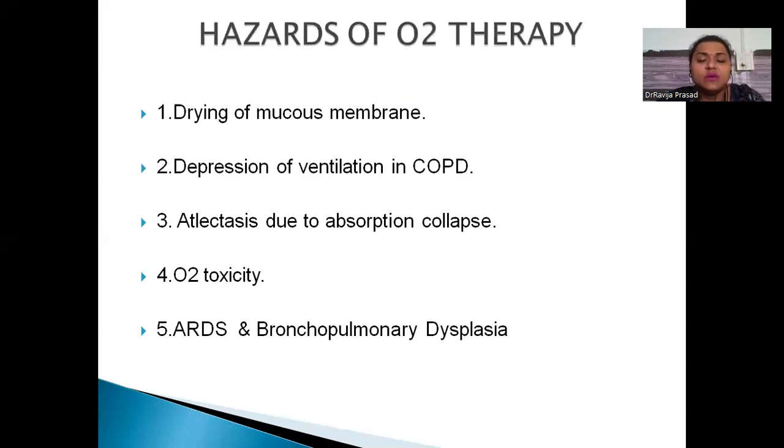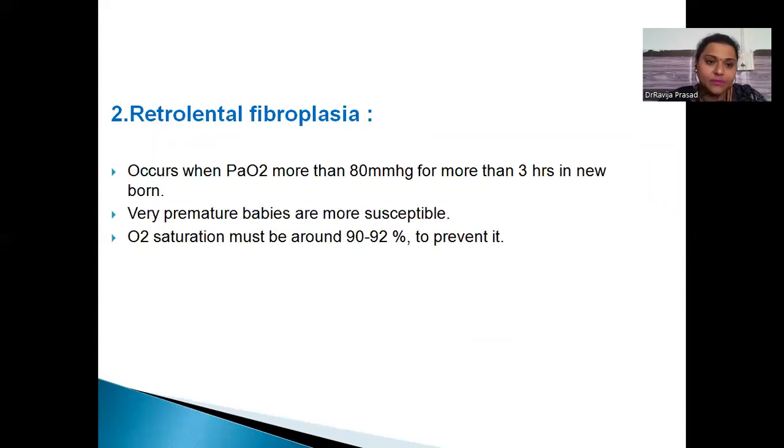Now, what are the hazards of O2 therapy? The first hazard, which you can call a disadvantage of O2 therapy, is drying of mucous membrane. Second, the depression of ventilation in COPD, atelectasis due to absorption collapse, O2 toxicity, ARDS, and bronchopulmonary dysplasia.